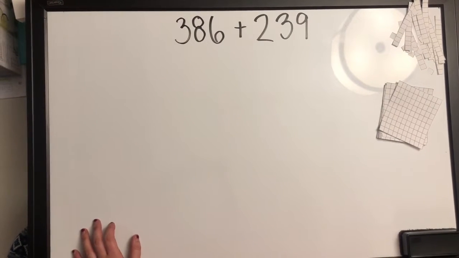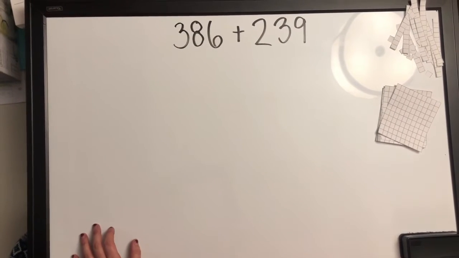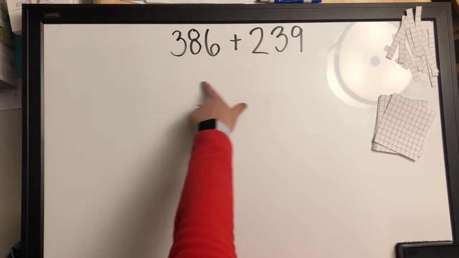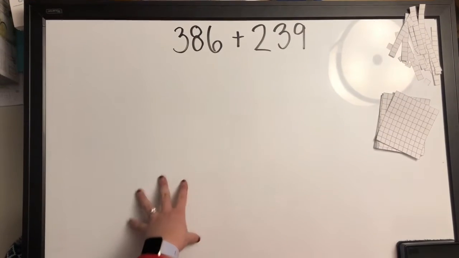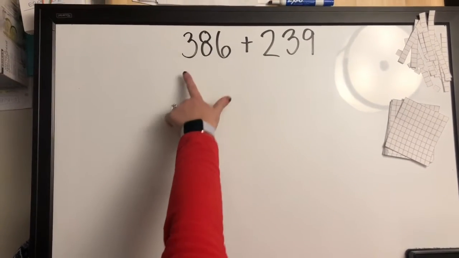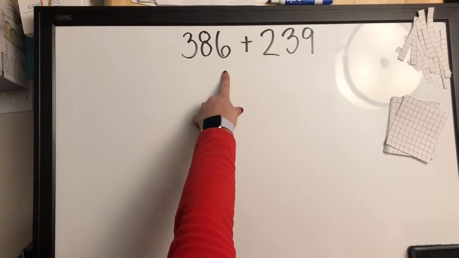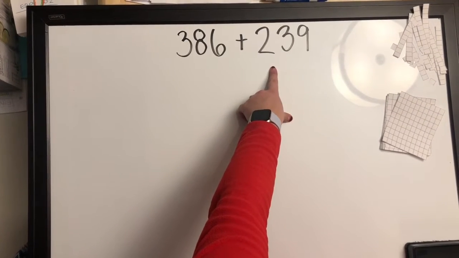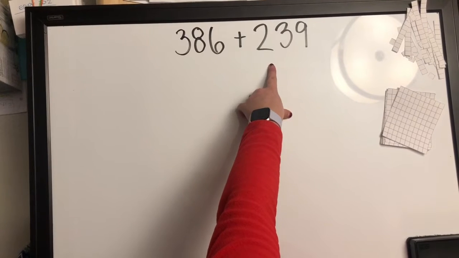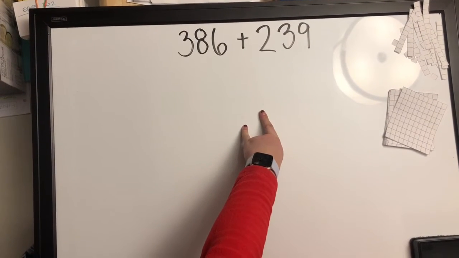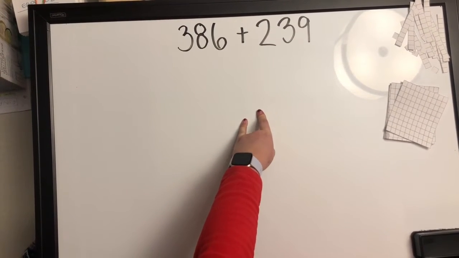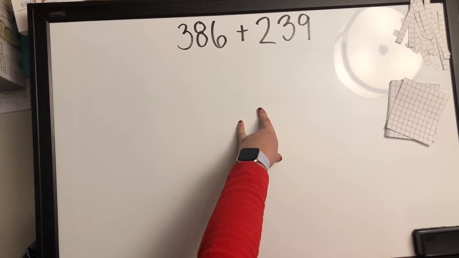Hi, I'm Hannah. I've been given the computation of addition and the equation of 386 plus 239. So I'm going to do a quick estimation. I'm going to round 386 up to 400, and I'm going to round 239 down to 200 to add those together to make 600. I know that my actual answer will be a little bit more than 600 though.